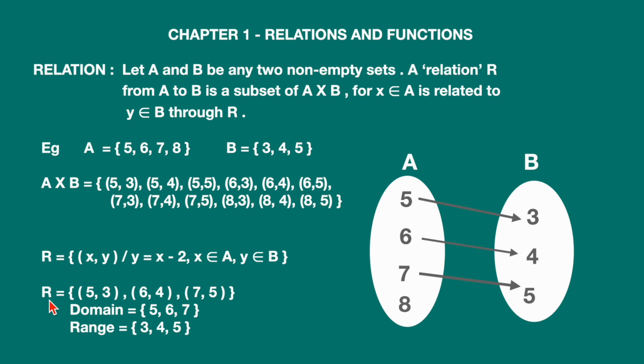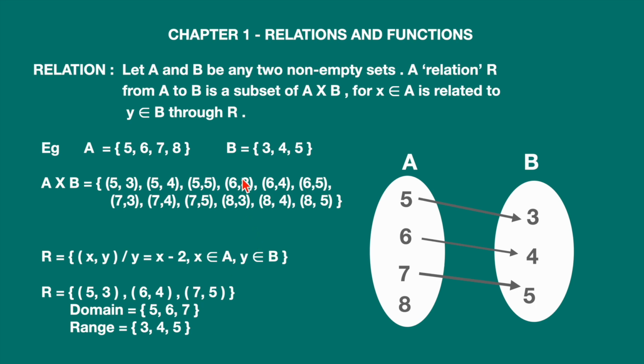So this R is a set of these ordered pairs whose x and y values satisfy this relation. You can see R is a subset of A cross B. All these elements (5, 3), (6, 4), (7, 5) belong to A cross B. So this is a subset of A cross B, and the domain is the x values 5, 6, 7. Range is the y values 3, 4, 5.